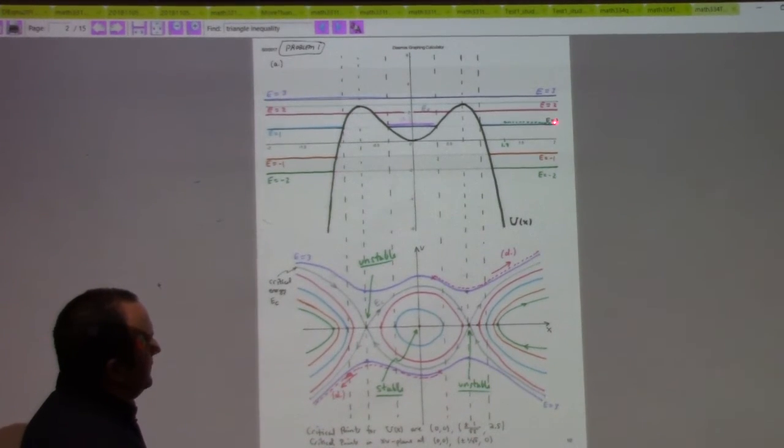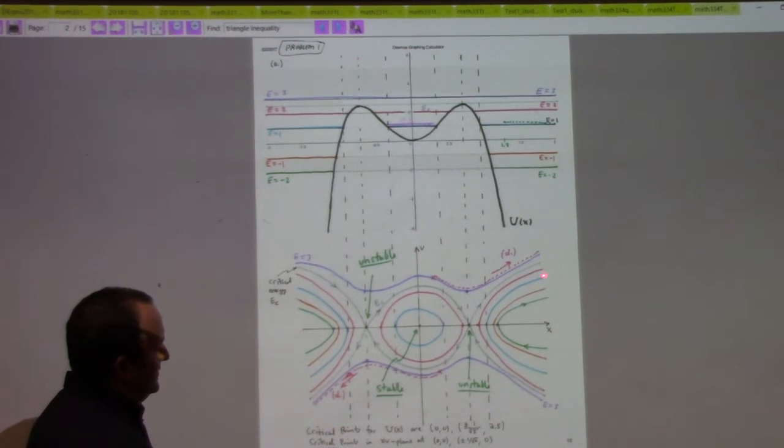Then energy 1, for example, this blue: there's motion allowed over here, which corresponds to this. And then here, you can bounce back and forth in this potential well, which corresponds to this little elliptical trajectory down here in the phase plane, in the XV Poincare plot, like that. And then over here, that's coming from this.